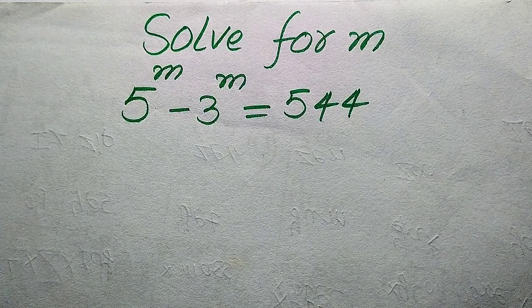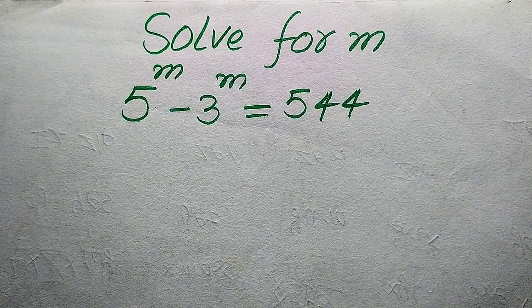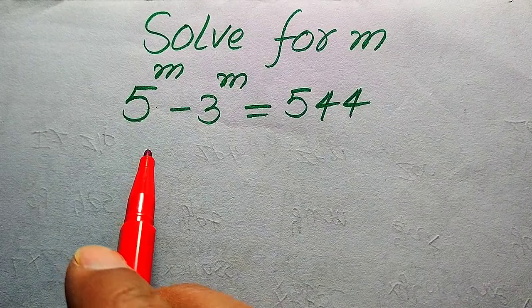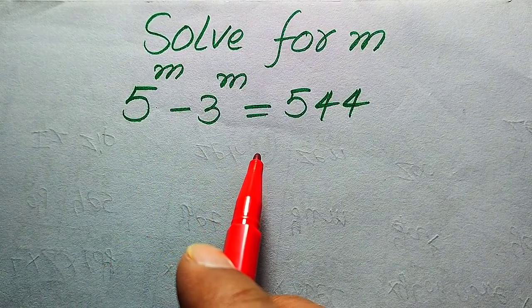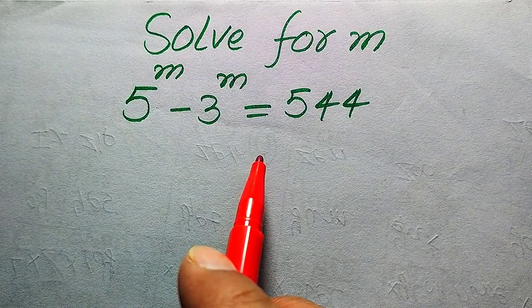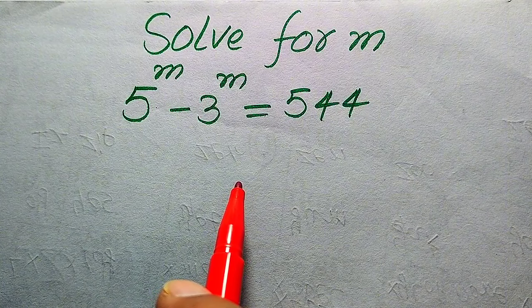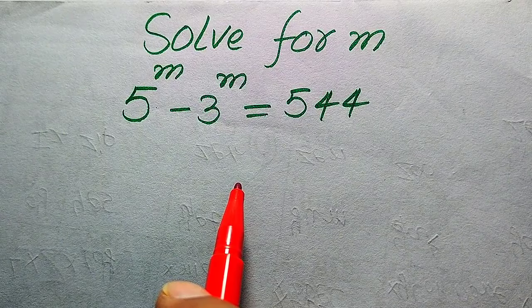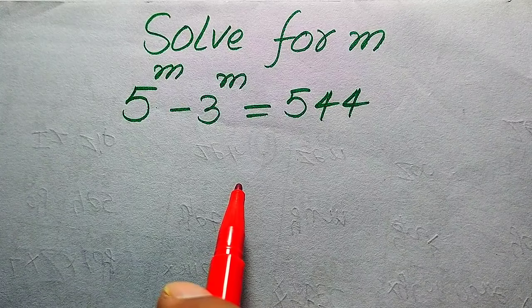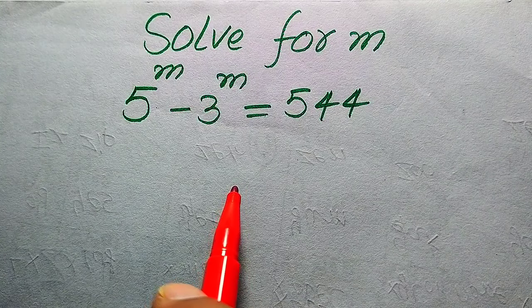Hello everyone, how to solve this problem for the values of m if we have 5 to the power of m minus 3 to the power of m is equal to 544, and we solve this problem for all the values of m. So here we need to find all the roots of this equation, and at the last we will verify which of the roots are solutions and which of the roots are extraneous roots.